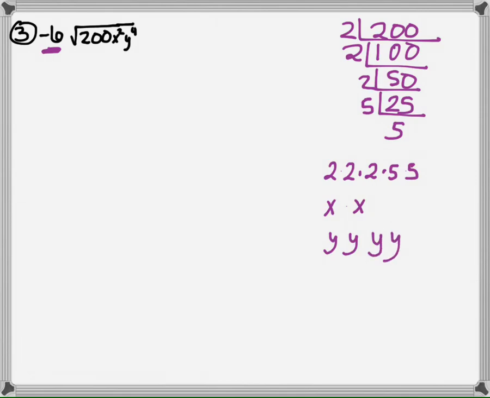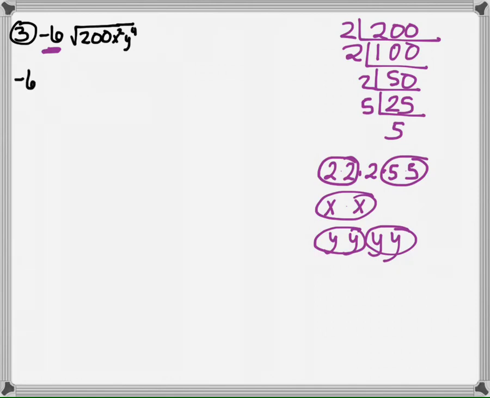So I'm looking for those sets that can come out. I have a set of 2 2's, a set of 2 5's, a set of 2 x's, a set of 2 y's, and another set of 2 y's. Now that negative 6 just hangs out in front. It's going to multiply times everything that we bring down. And so I have a 2 that was able to be brought out, a 5 that's able to be brought out, an x that's able to be brought out, and then 2 y's that were able to be brought out.